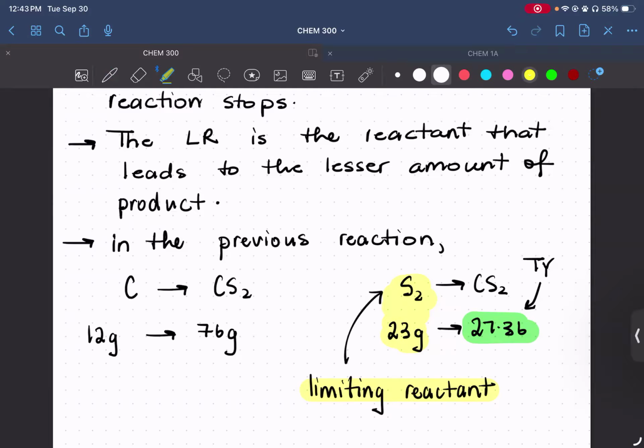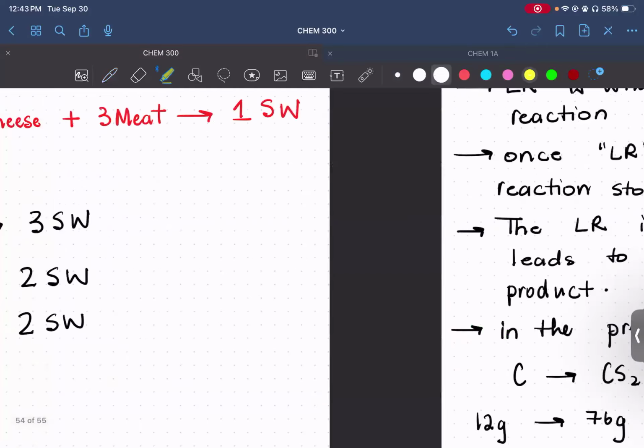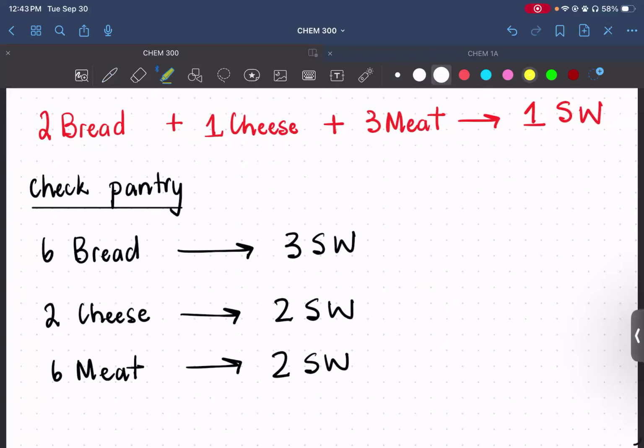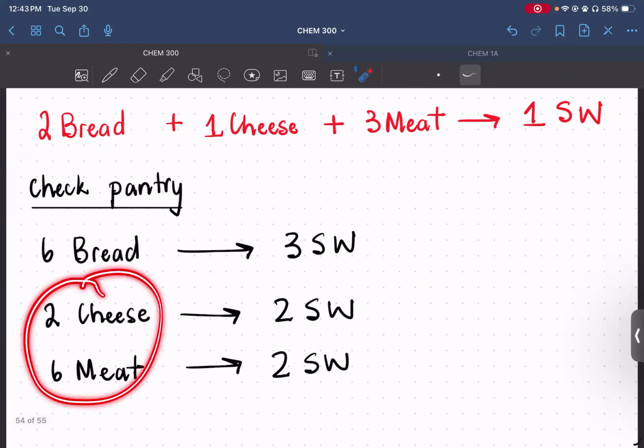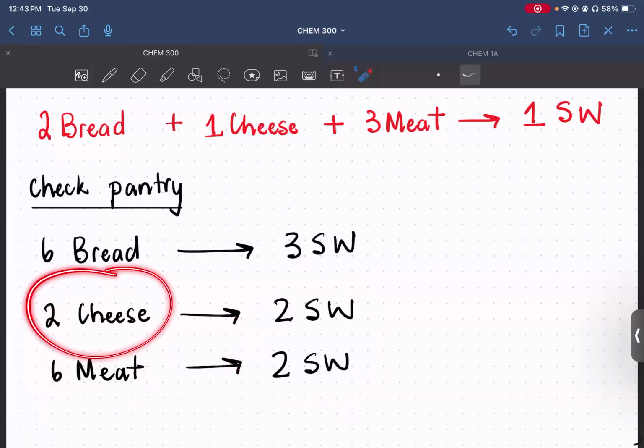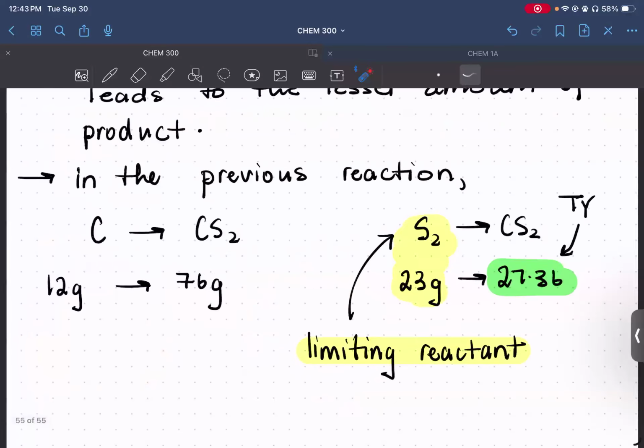You kind of saw this just earlier with the sandwich analogy, going back to the pantry. Remember when we said that since we only had two slices of cheese, we could only make 2 sandwiches. Same thing for the meat. In this case, both the cheese and meat are limiting. Once they're done, we can't make any more sandwiches. Same idea applies here.